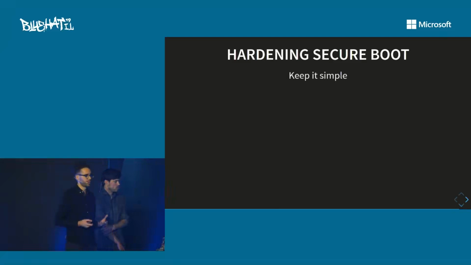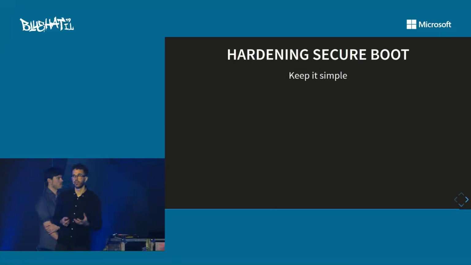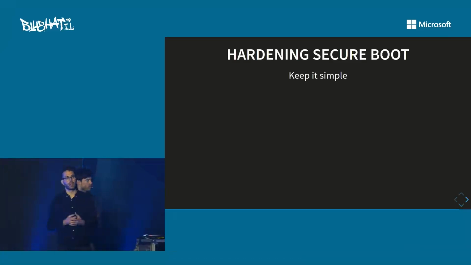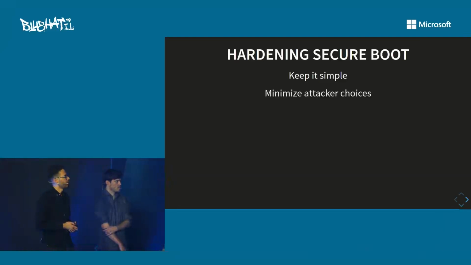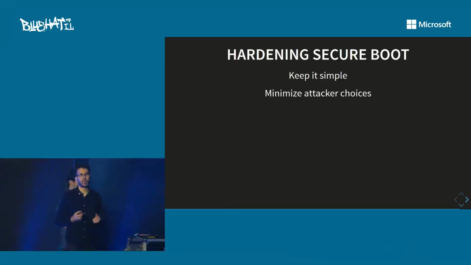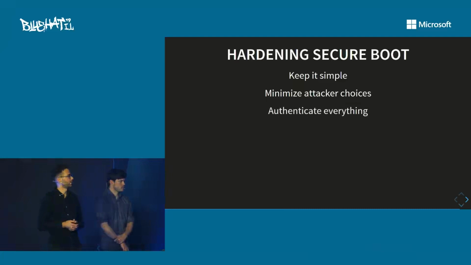For example, you want to make sure that your implementation, or your design, is simple. The more complexity you add, the more opportunity there is for mistakes to slip in, or more opportunities for attackers. In similar fashion, you want to minimize the attacker's choices. For example, we already saw this morning that for some implementations, the number of options you have to control small parts of the secure boot implementation can lead to particular threats that can be materialized.